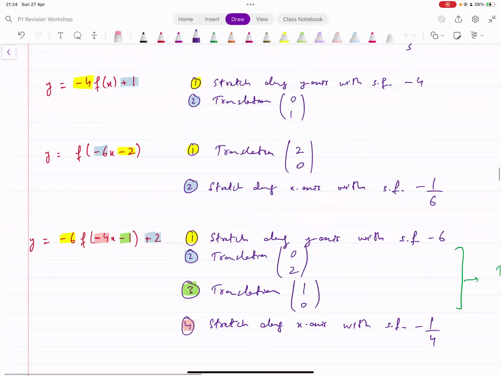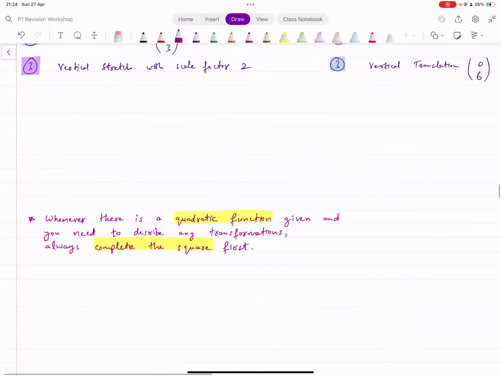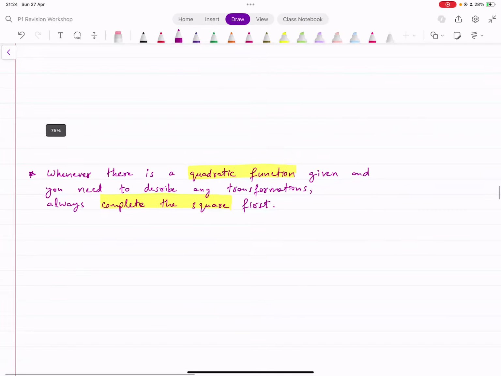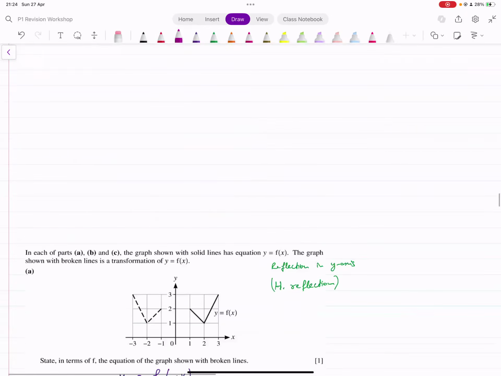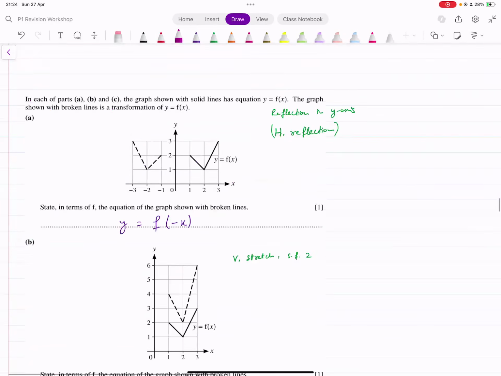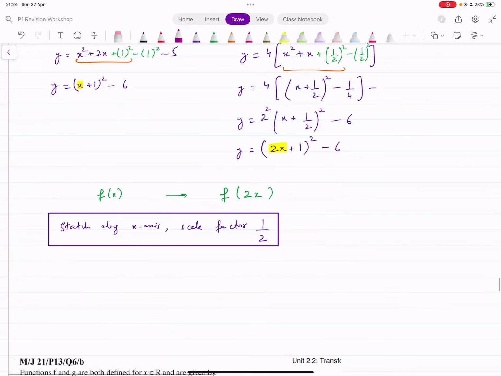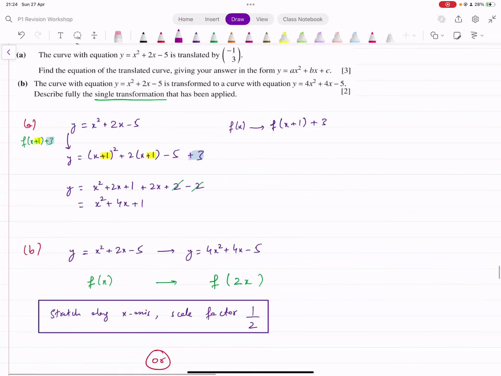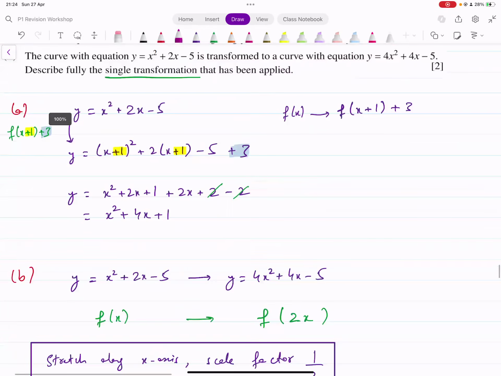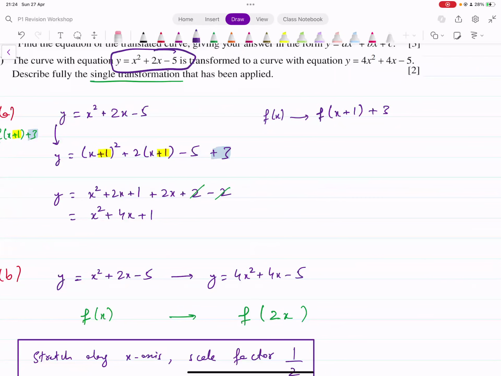So let me show you that example. Okay, so this is what I'm talking about. So sometimes what they do is they give you something like this. They give you equations like this. y equals x squared plus 2x minus 5. And they say it's transformed to this. Figure out the transformation. So this is normally the tricky part. How do you understand how to go from this to this?